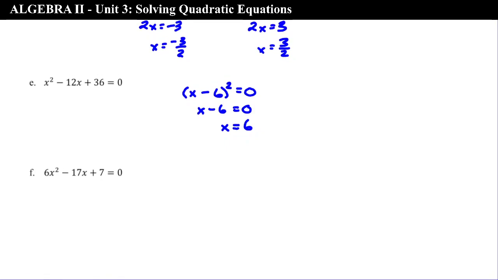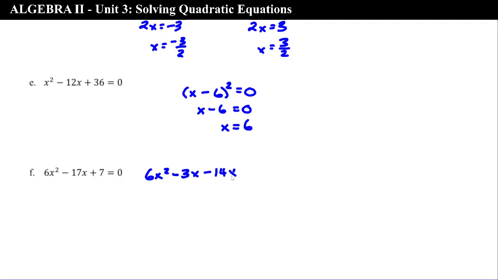All right, let's do F. This one's going to take a little bit more work because we can't factor anything out. So we're going to have to take 6 times 7, which is 42, and find two numbers that multiply to give you 42 and add to give you -17. Well, those two numbers are going to be -14 and -3. So we're going to split up that middle term as such. So we'll do -3x here, and we'll do -14x here.